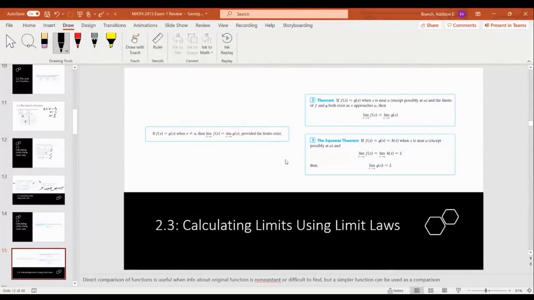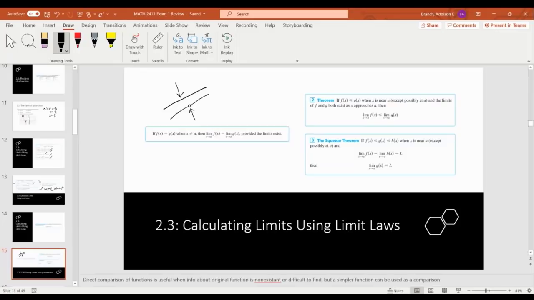All right, and then some other important ones that can help you in calculating is direct comparison. If you have two functions that are almost exactly similar, but one may have a small hole in the graph, and you're trying to find the limit at where that hole is, you can take that other virtually similar equation and use direct substitution to solve for your limit.